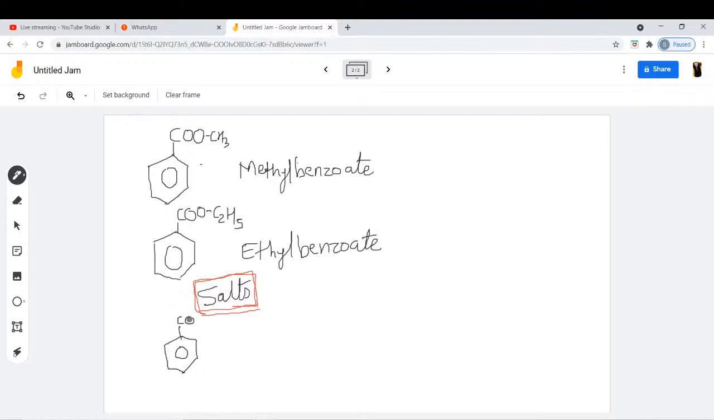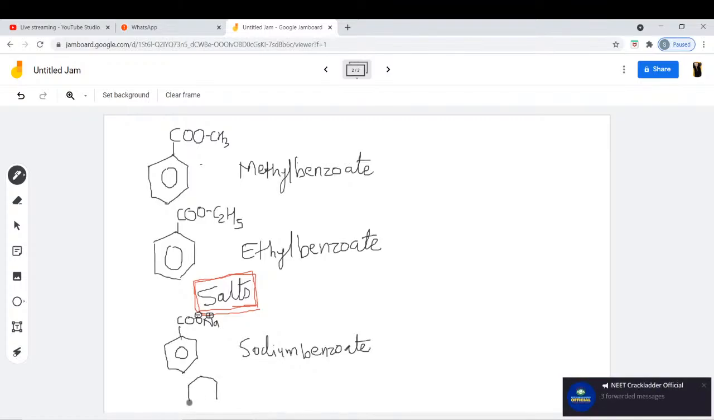Here COOK or COONa. First, Na: Na carries a plus charge and O carries a minus charge. So here it will be sodium benzoate.